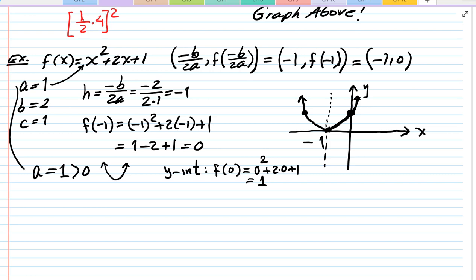Okay, and the equation for the axis of symmetry is x equals negative 1. We did the y-intercept. Let's do the x-intercept. For the x-intercept, I can see it's at negative 1, right? But just to show you the general procedure, for the x-intercept, we set f of x equal to 0, and then we solve that equation. So we have x squared plus 2x plus 1 equals 0.